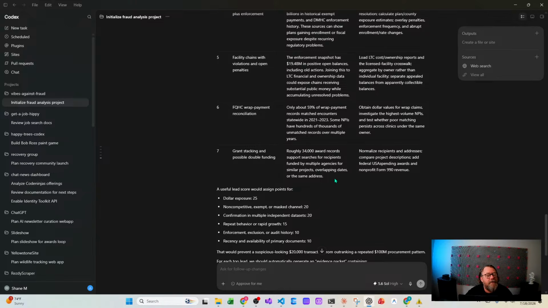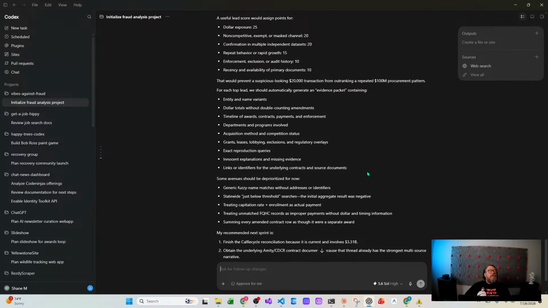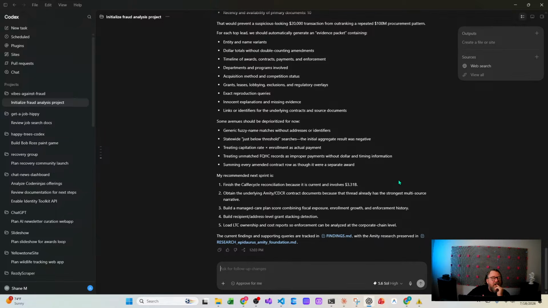Grant stacking and double funding. 34,000 award records support searches for recipients funded by multiple agencies for similar projects. All right. Lead score. It's giving me too many.